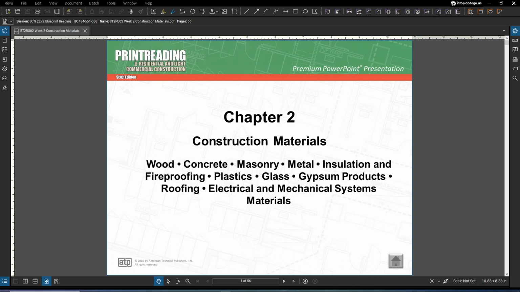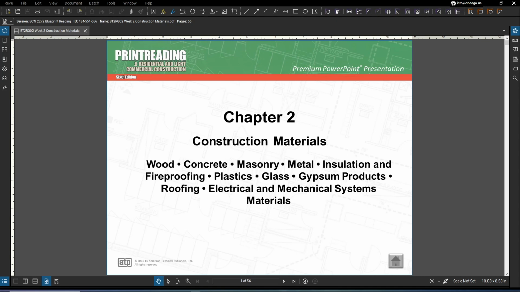So, in Chapter 2, we look at a variety of materials which are going to be used to construct residential and light commercial buildings. These materials include wood, concrete, masonry, metal, insulation, plastics, glass, and gypsum products. Various materials are used for electrical and mechanical systems.